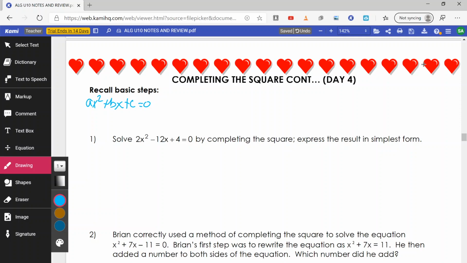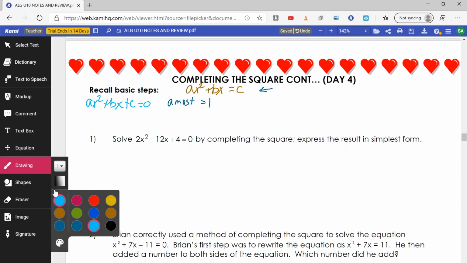Now, completing the square is a bit different. The setup has to be ax squared plus bx equals c. So in order to use completing the square, we need it to be this setup. The other thing also, a has to equal 1. A must equal 1. So when our leading term is just x squared, we can use the completing the square method. As long as we're in this setup, x squared plus something x equals c, we can use completing the square.